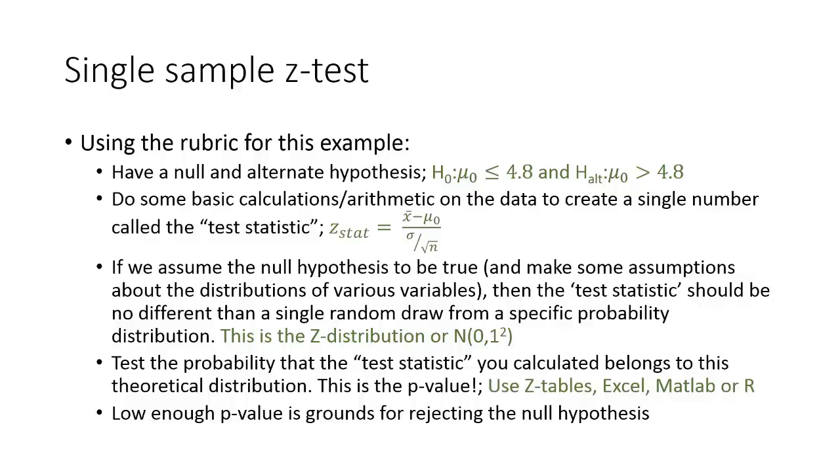The null hypothesis here is to say that mu naught, which refers to the population mean, and I've used mu naught here, you can use mu as well. You might see textbooks do that, but the idea is that the null hypothesis says that the true mean of the population is less than 4.8.